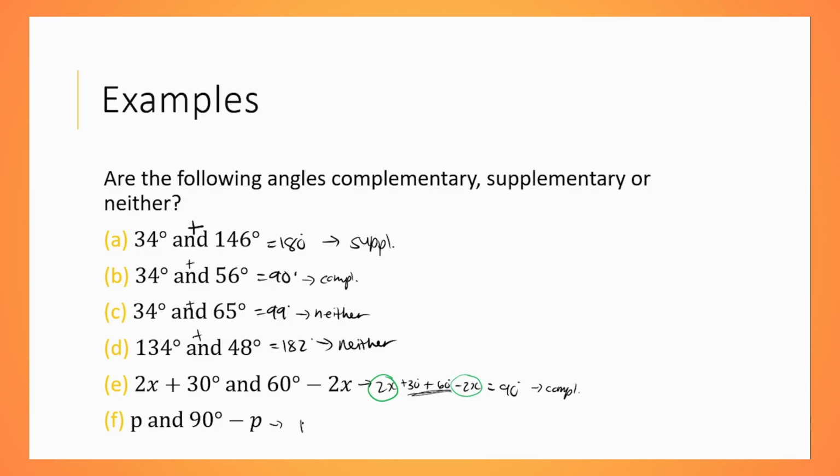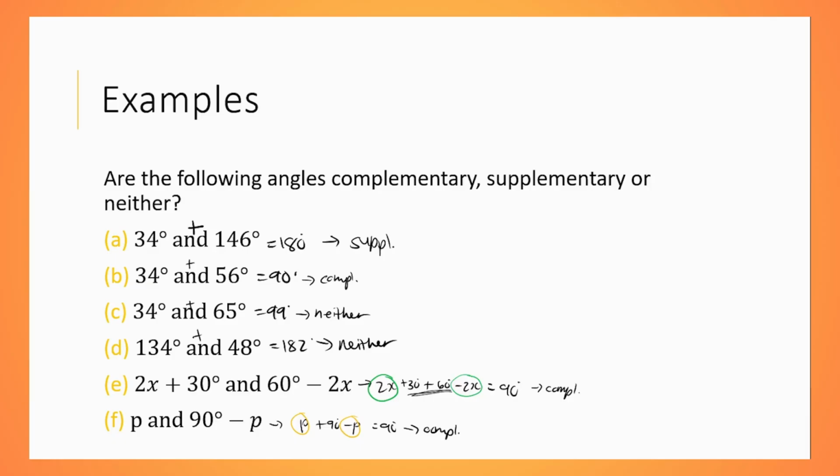Similarly with this one, we have p plus 90 minus p. When we add p and we minus p, we get 0p, which is the same as 0. So this is also 90, so it's also complementary.